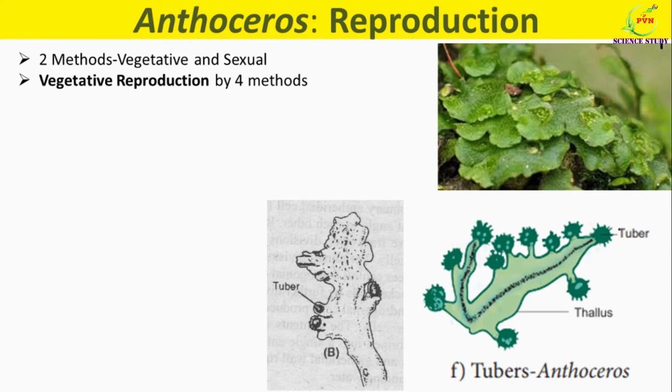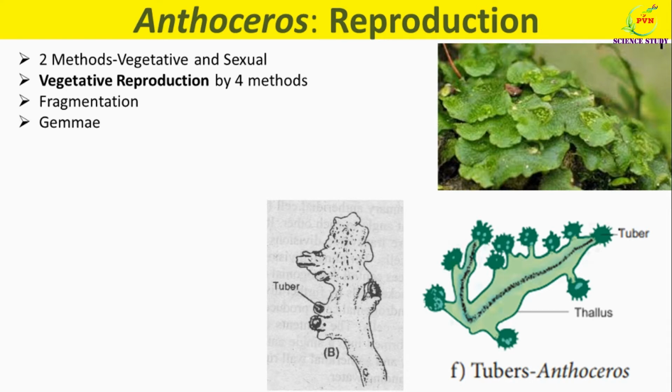Vegetative thallus of Anthoceros propagates by four methods. These are fragmentation, gemmae formation, tuber formation, and by persistent apices. First is fragmentation. Fragmentation is the most common method of vegetative reproduction. Due to death and decay of the old vegetative parts, branches or the fragments of the thallus are separated out. The separated fragments or branches later on develop into the new thallus of Anthoceros. So this phenomenon is known as fragmentation.